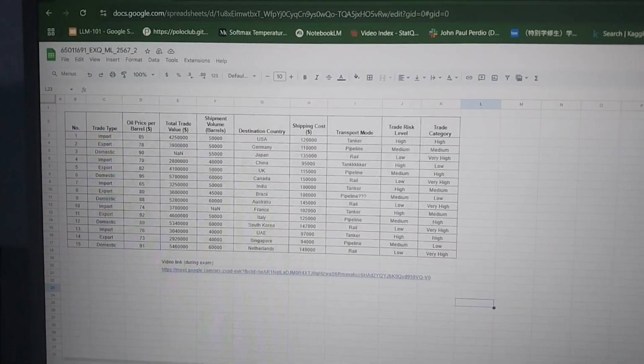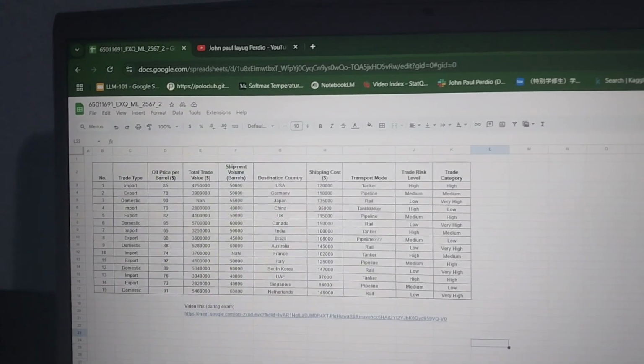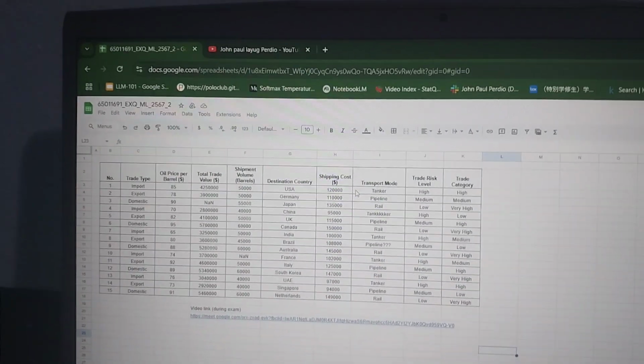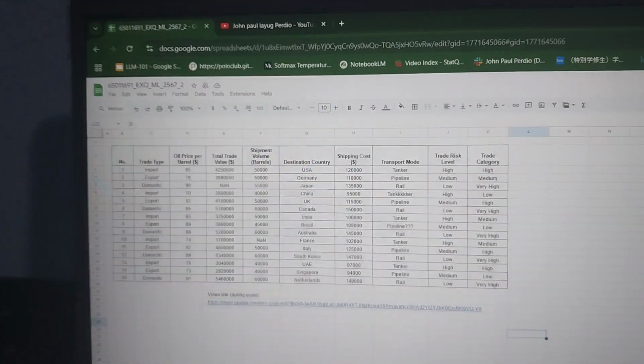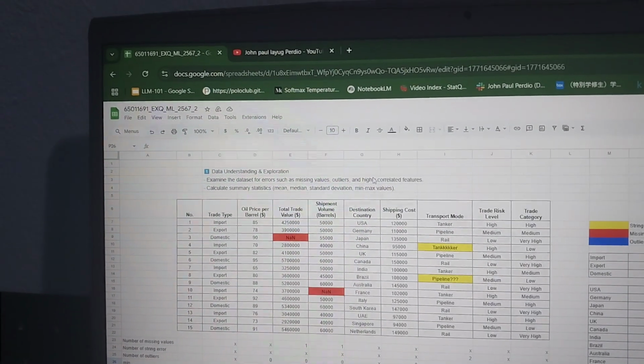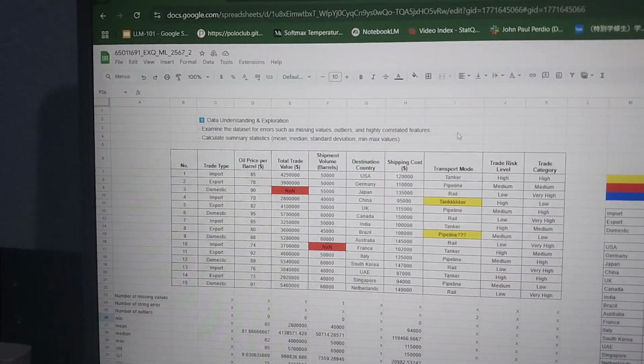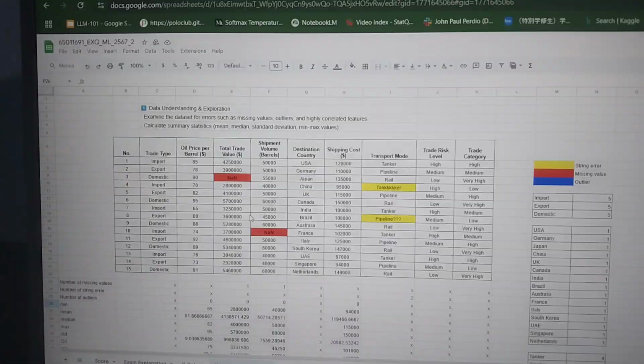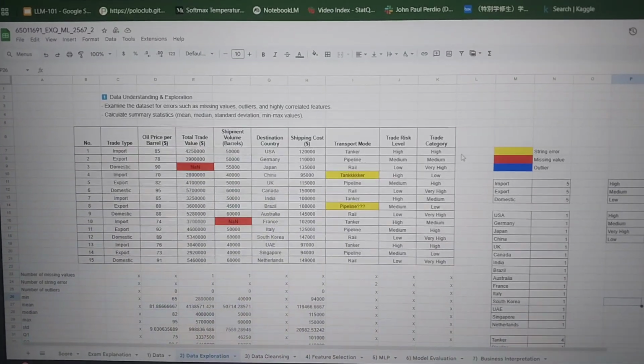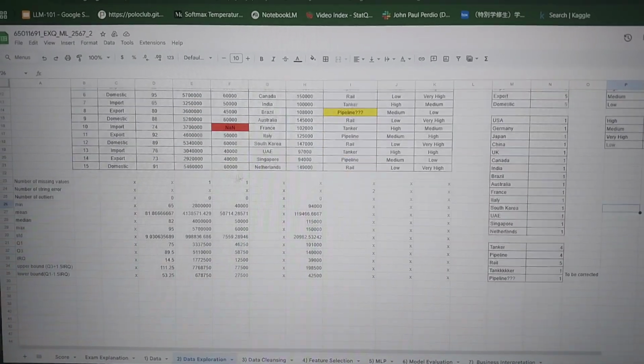Hello, this is my video explanation about the exam of machine learning. So here is the original data. First, we have to examine the data set for errors and missing values. I labeled them here. Red is for the missing values, yellow is for string errors, and for outliers, we don't have anything.